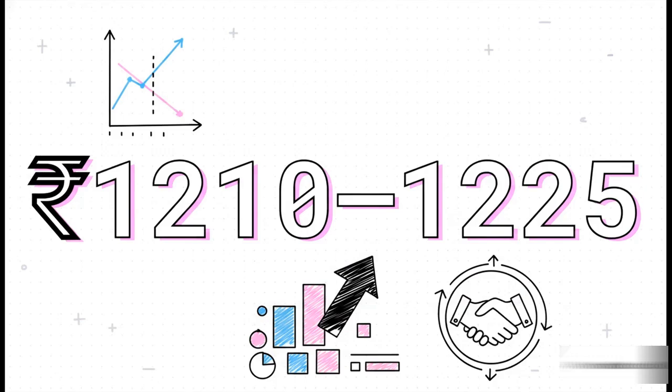So where exactly are they going to meet? Well, based on the current math, the estimated meeting point for this crossover is somewhere between 1210 and 1225 rupees. That's where the intersection is statistically expected to happen. Having this kind of precision really helps build trust in the process, doesn't it?